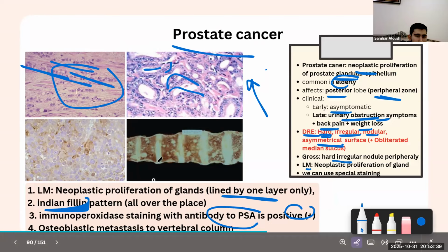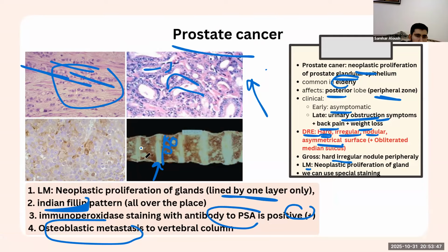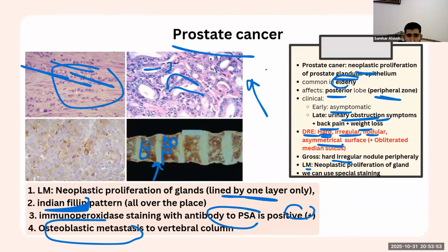It may metastasize to the spine and cause osteoblastic metastasis. See here how the spine became white. So this is osteoblastic metastasis. It causes back pain and so on. That's what I want you to know for prostate cancer. Clear? Clear, prostate cancer? Because I think you'll get a question at least in the MCQ.